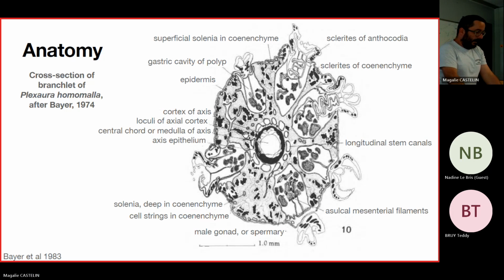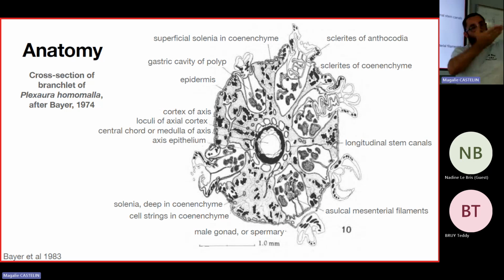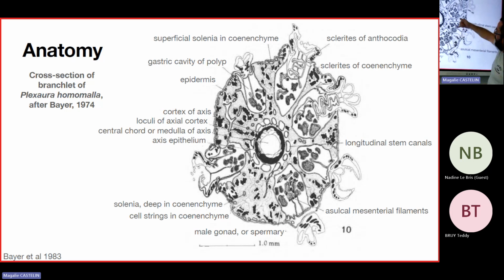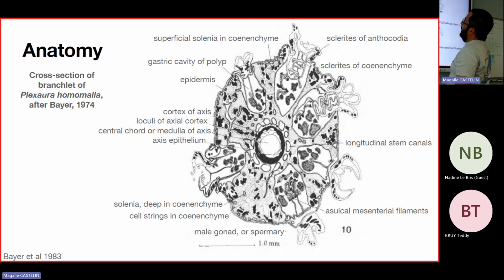So this is now a cross section down on the branch. So this is your gorgonian, and you make a cross section. So the branch is here. The skeletal axis is here, and you have multiple polyps here. And on these polyps, you can see the mesenteries, and you can see gonads and the different canals that make up the stem. And the stem composition differs depending on the family you look at.